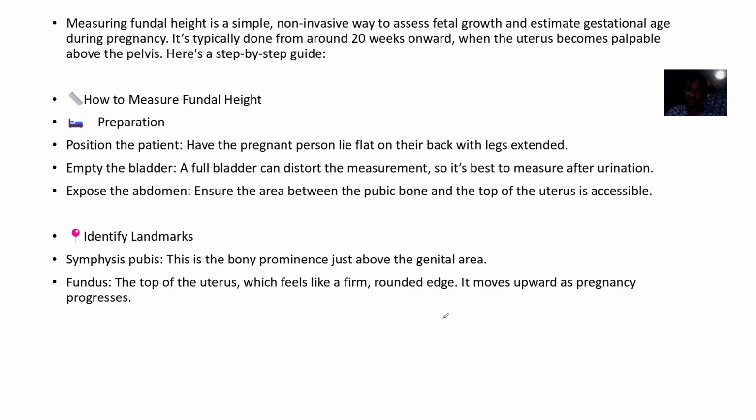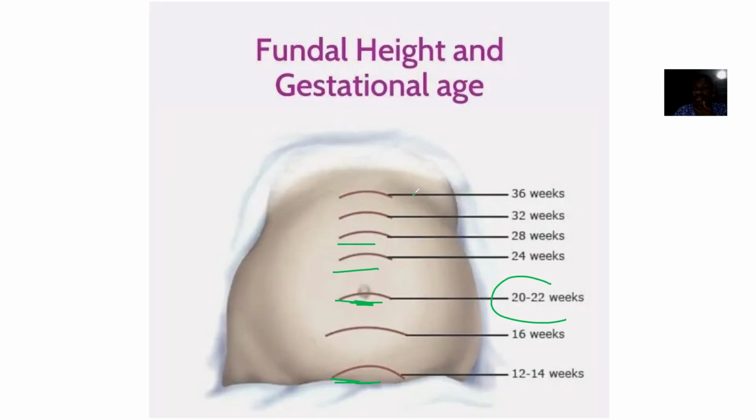So how do you measure it? You position the patient first. The patient lies on their back with their legs flat. Empty the bladder, so before then you ask them to urinate. Expose the abdomen to ensure the area between the pubic bone and the top of the uterus is accessible. In our hospital, we always ask the women to wear tights when coming to the clinic, so that even if you expose this, everything below is covered.